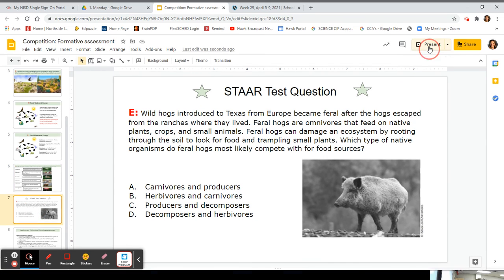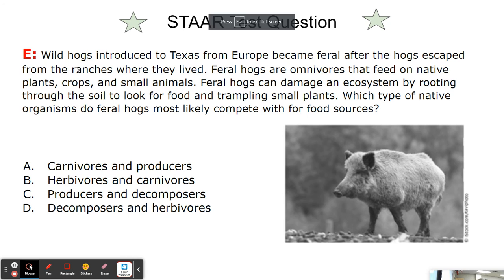For our STAAR test question today, let's read it for our exit. It says wild hogs introduced to Texas from Europe became feral after the hogs escaped ranches where they lived. Feral hogs are omnivores. So remember your term for an omnivore. It eats both plants and animals. They feed on native plants, crops, and small animals. Feral hogs can damage an ecosystem by rooting through the soil to look for food and trampling small plants. Which type of native organisms do feral hogs most likely compete with for food resources?